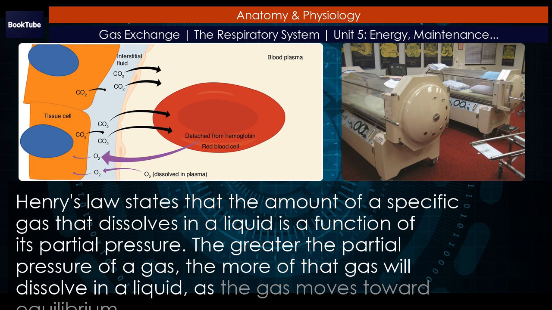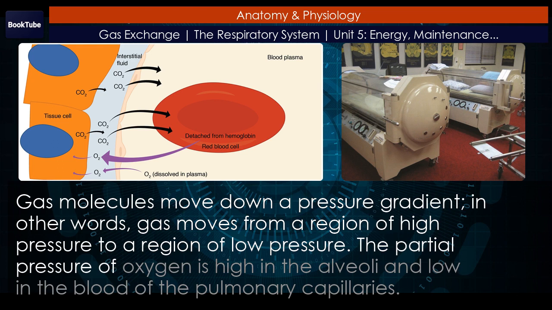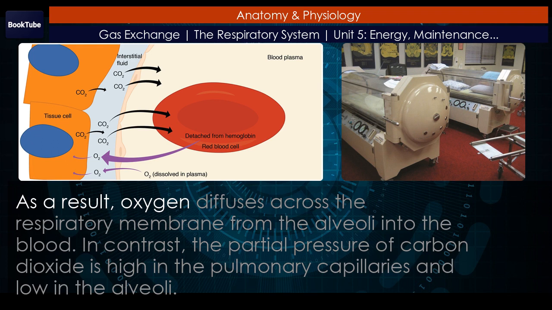As the gas moves toward equilibrium, gas molecules move down a pressure gradient. In other words, gas moves from a region of high pressure to a region of low pressure. The partial pressure of oxygen is high in the alveoli and low in the blood of the pulmonary capillaries. As a result, oxygen diffuses across the respiratory membrane from the alveoli into the blood.